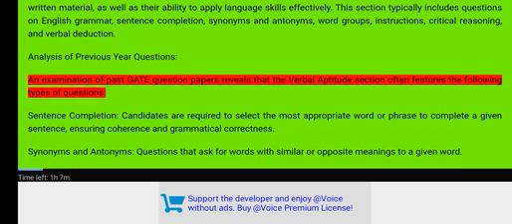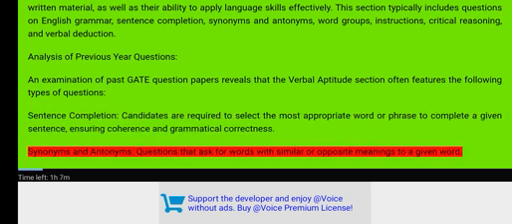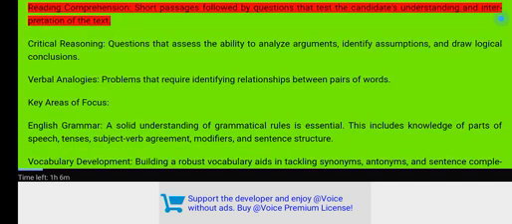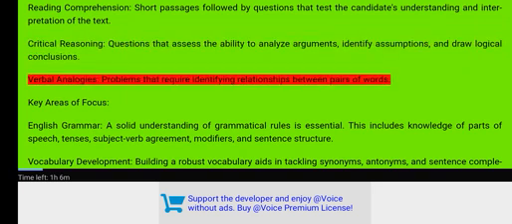An examination of past GATE question papers reveals that the verbal aptitude section often features the following types of questions. Sentence completion. Candidates are required to select the most appropriate word or phrase to complete a given sentence, ensuring coherence and grammatical correctness. Synonyms and antonyms. Questions that ask for words with similar or opposite meanings to a given word. Reading comprehension. Short passages followed by questions that test the candidate's understanding and interpretation of the text. Critical reasoning. Questions that assess the ability to analyze arguments, identify assumptions, and draw logical conclusions. Verbal analogies. Problems that require identifying relationships between pairs of words.